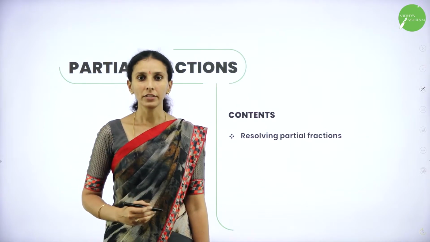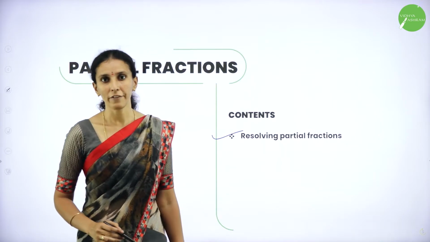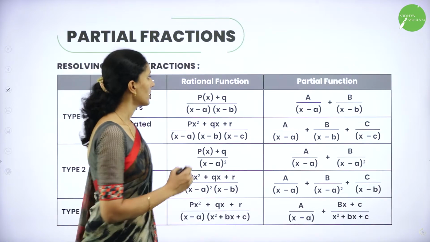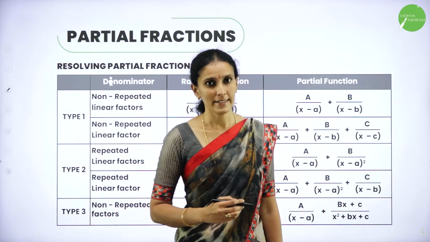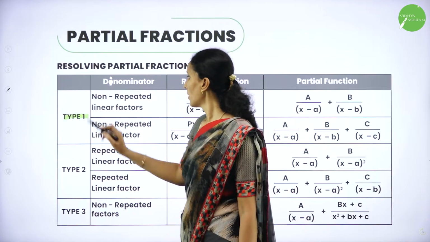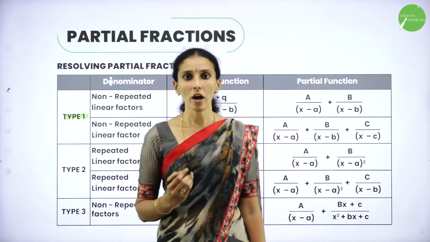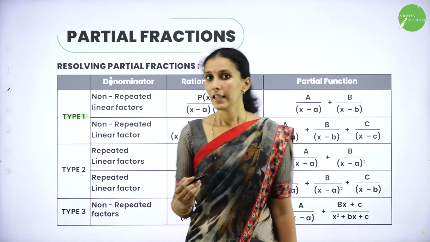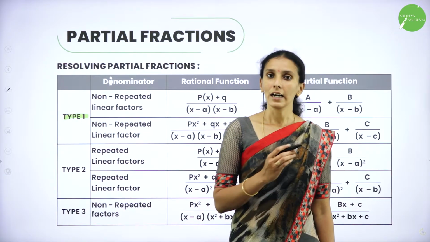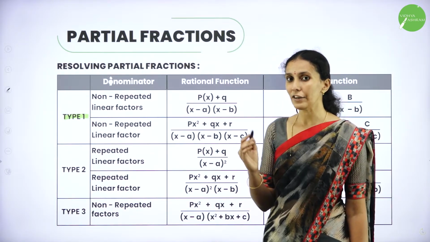In this session, we'll learn how to resolve a rational function, that is, resolving partial fractions. Next, here we have different cases for resolving partial fractions. So type 1: non-repeated linear factors. Denominator contains non-repeated linear factors. Then how you can express a rational function as a sum of partial fractions when you have non-repeated linear factors.